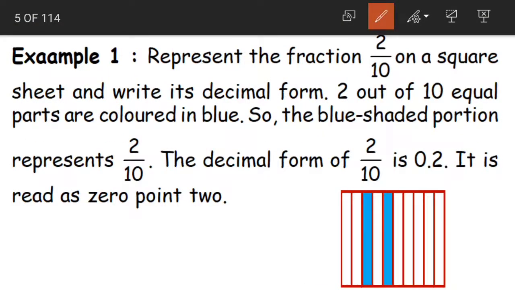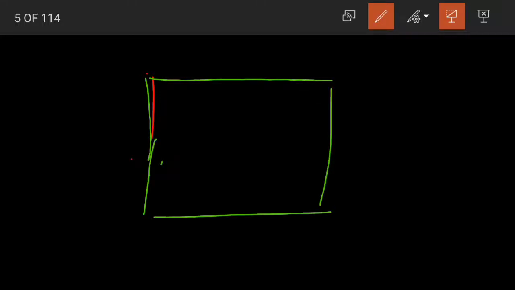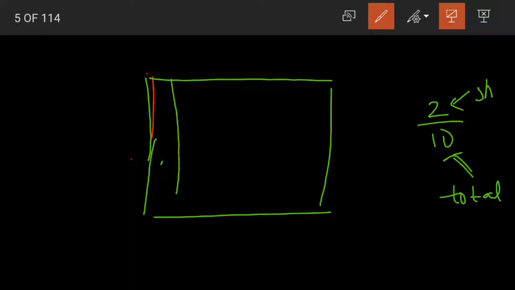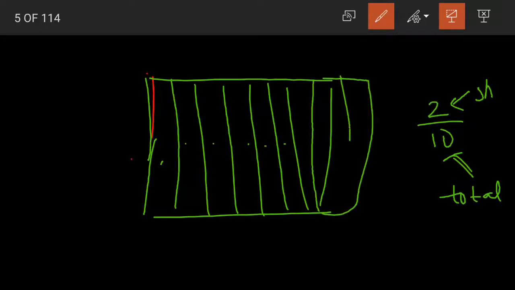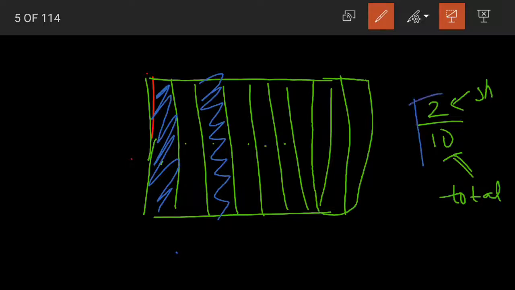See again, what are they saying? How do we represent the fraction 2 by 10 on a square sheet? Green color, yes. I am taking a square sheet here. 2 by 10 means what? 2, the numerator, represents the number of shaded or colored parts. 10, the denominator, represents the total number of parts. So first I have to divide this into 10 equal parts: 1, 2, 3, 4, 5, 6, 7, 8, 9 and 10. I have divided the sheet into 10 parts and out of these 10 I will shade 2 parts. Now this represents the fraction 2 by 10.